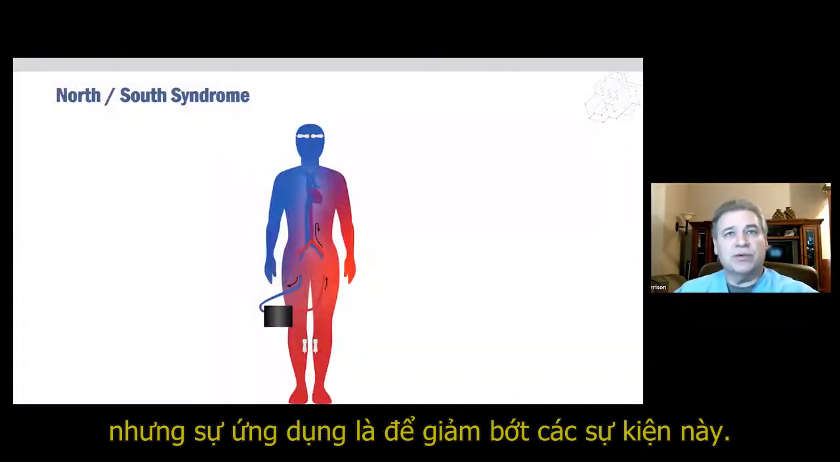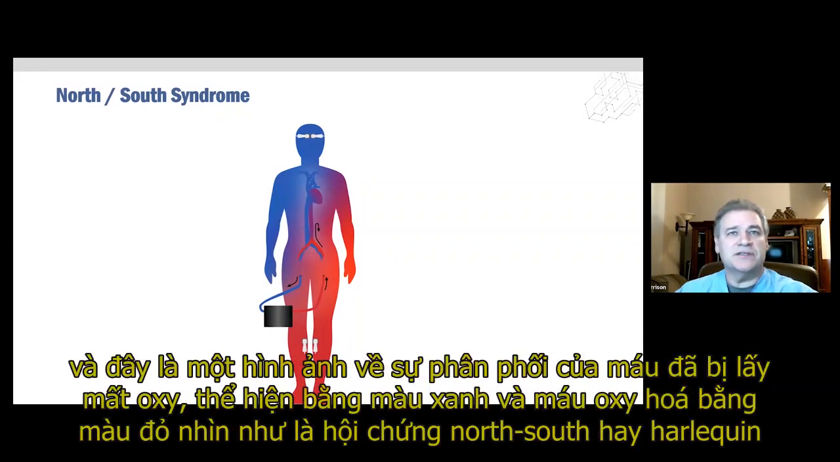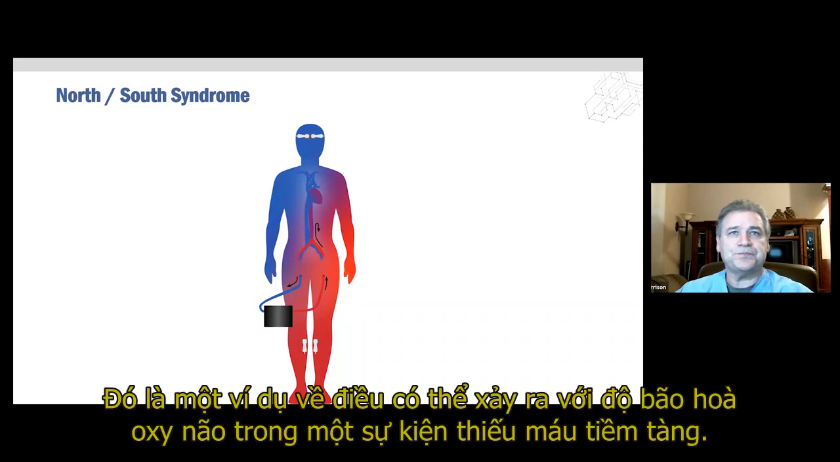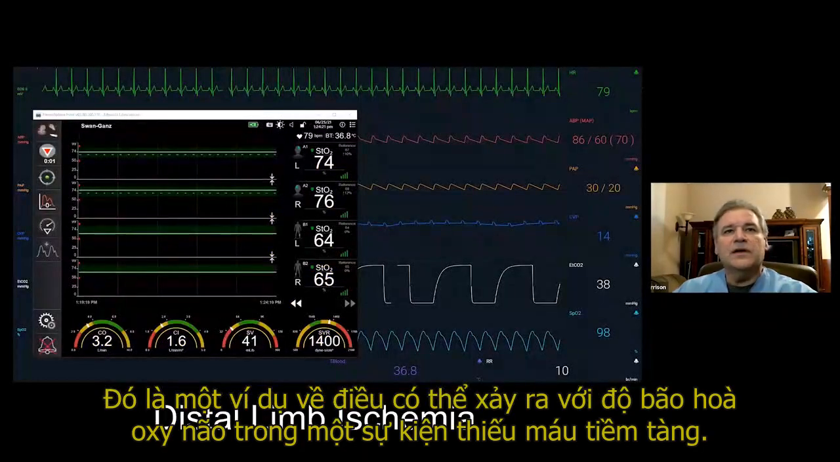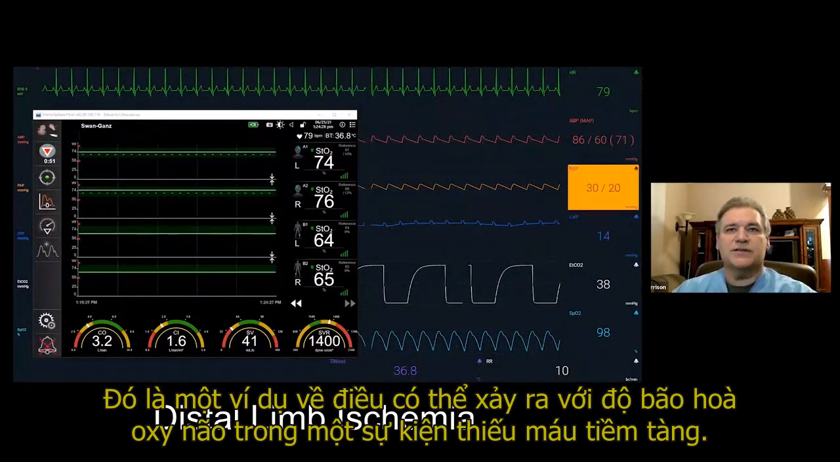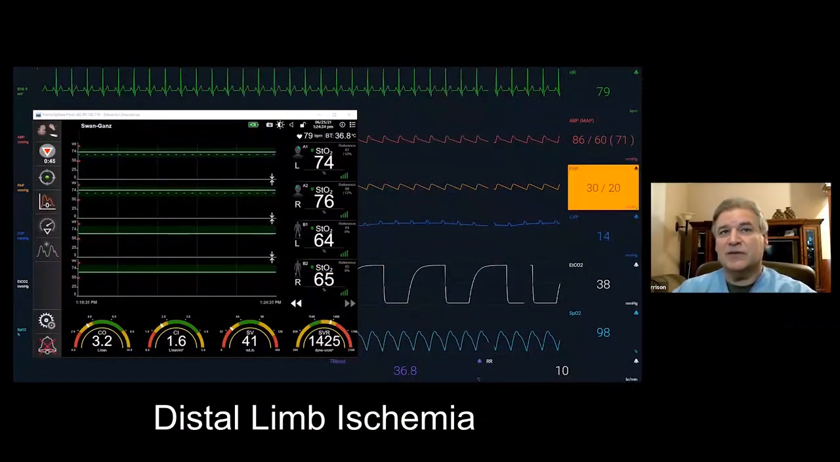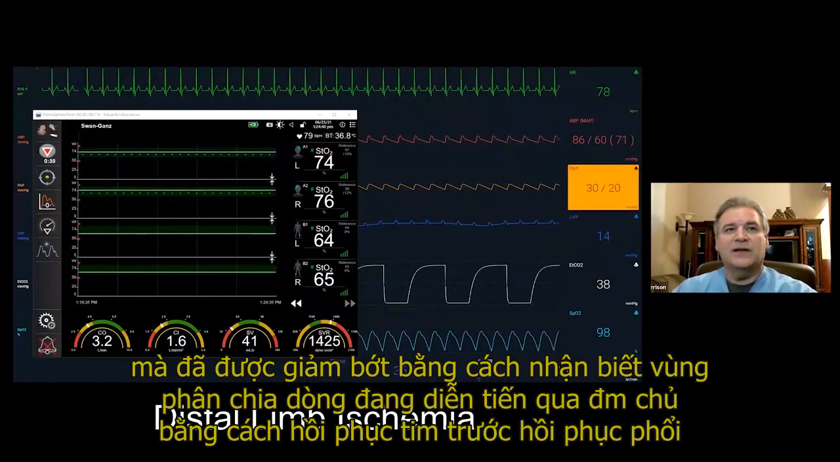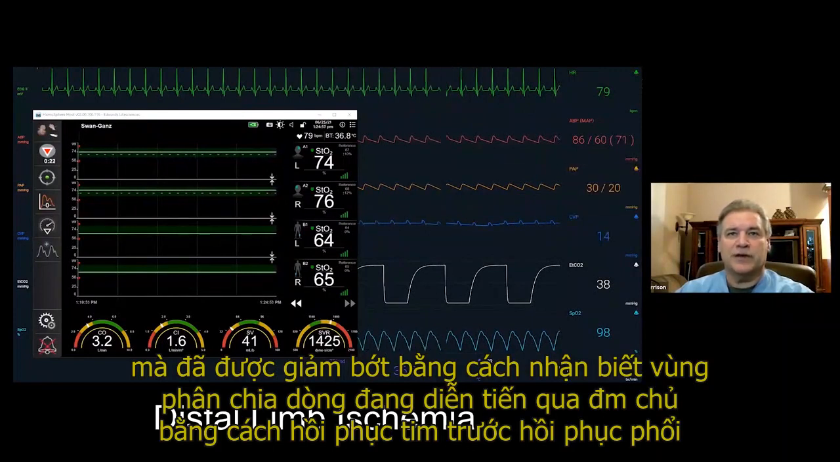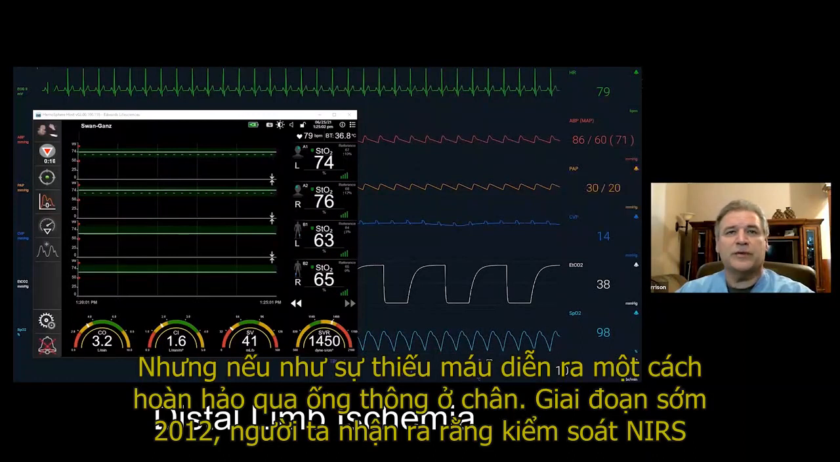And this is just a pictorial of what the distribution of deoxygenated blood, shown in blue, and oxygenated blood, shown in red, could look like during a north-south or Harlequin syndrome. So that was an example of what can happen to the cerebral saturations during a potential ischemic event that was mitigated by being notified that the watershed region or mixing cloud was progressing through the aorta by means of cardiac recovery prior to pulmonary recovery.